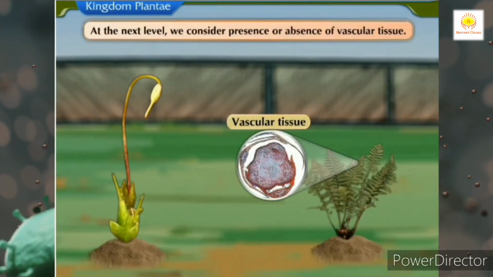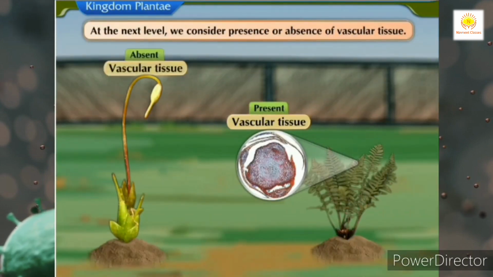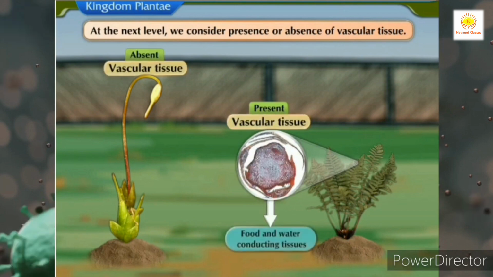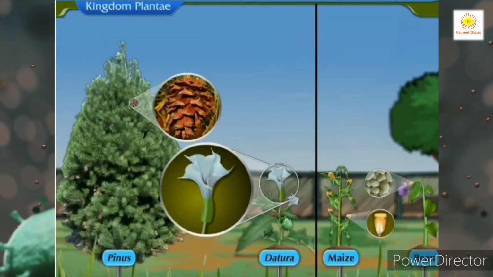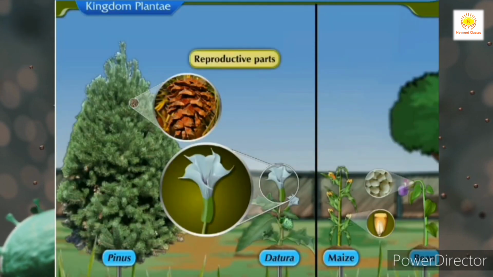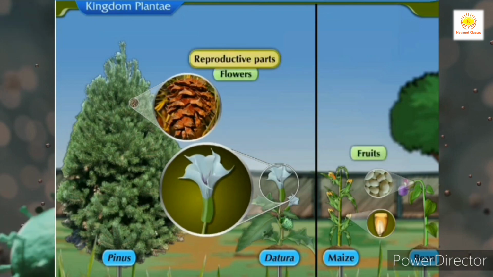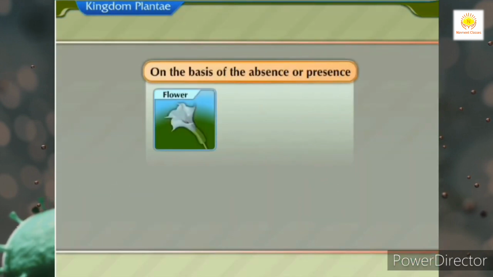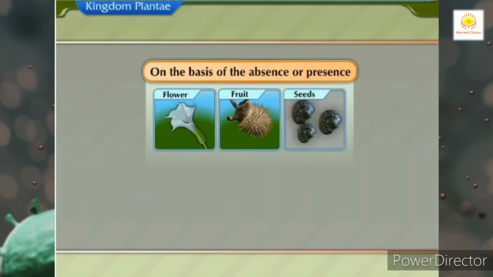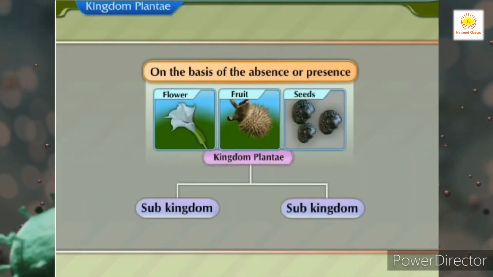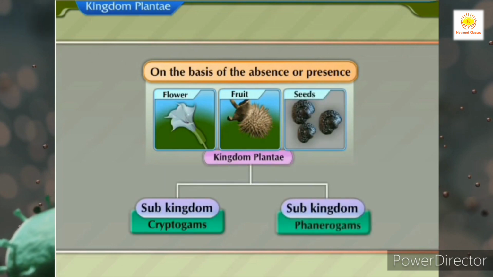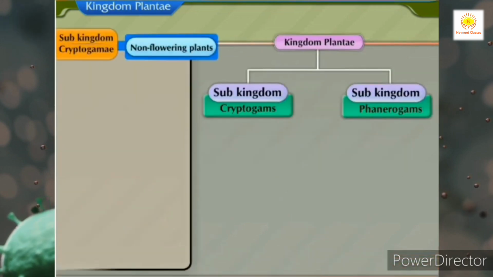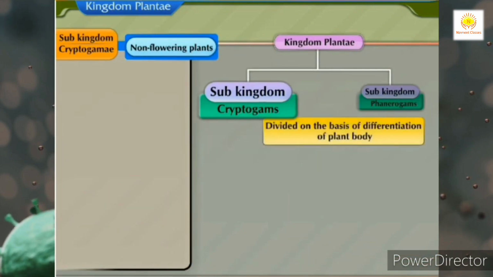At the next level, we consider presence or absence of vascular tissue. They are food and water conducting tissues. At the top level, various details are observed like the reproductive parts, flowers and fruits for classification. On the basis of the absence or presence of flowers, fruits and seeds, plants are segregated in two subkingdoms, cryptogams and phanerogams. The non-flowering plants, that is cryptogams, are divided on the basis of differentiation of their plant body.